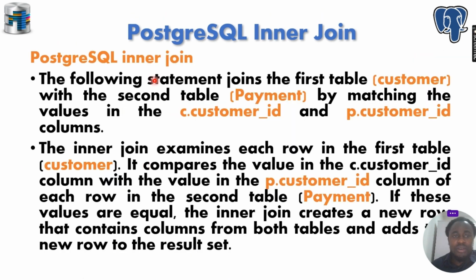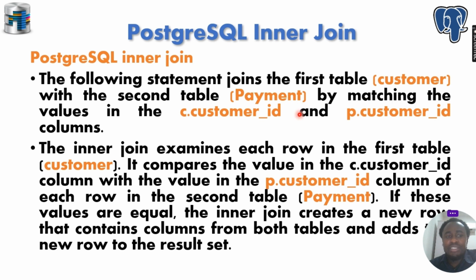Let's look at what we call the inner join. For instance, I'm going to refer to pgAdmin as time goes on. For the Postgres inner join, we have a table called the customer table, just like we saw in the previous slide, and a table called the payment table.